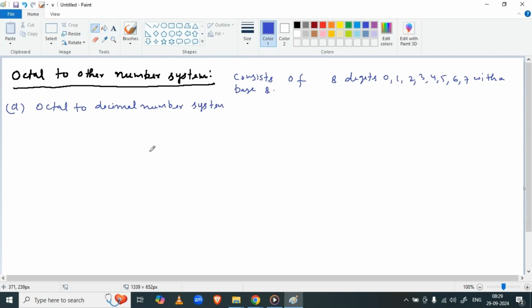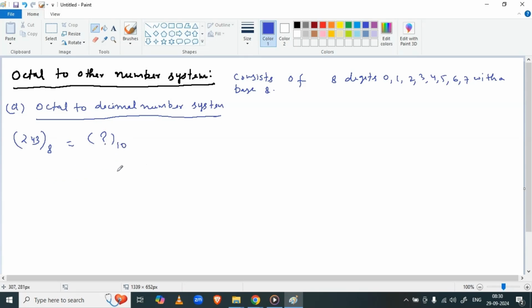The base of this number system is 8 because it has 8 digits. Firstly, we will start with octal to decimal conversion. The octal number system has a base 8 and the decimal number system has a base 10. Let us consider one example: 243. Suppose we have to convert this octal number into the decimal number system.